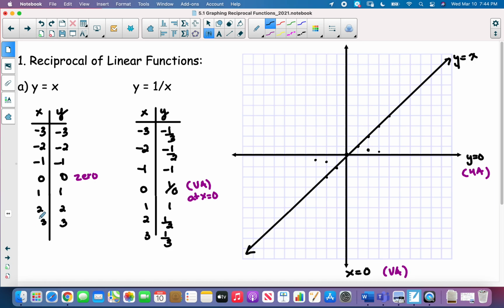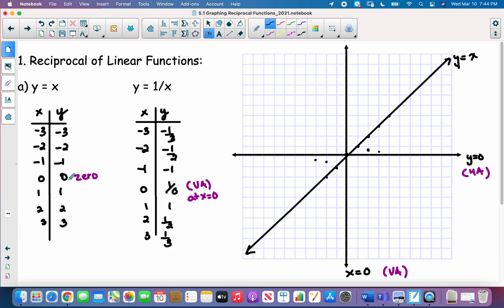So let's look at some examples of reciprocal linear functions. The one we just now saw, I'm going to repeat that again here, which is y equals x and y equals 1 over x. I did a table of values for both of them. As you can see, these are the table of values for y equals x. This is the table of values for the reciprocal function. The 0 is at (0, 0) for the y equals x function.